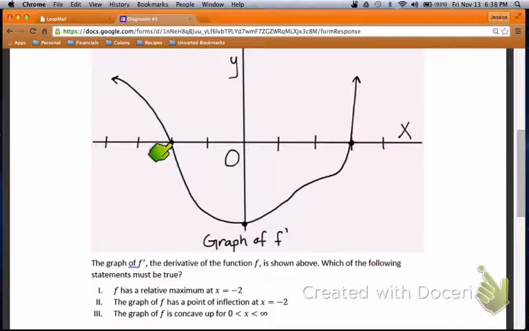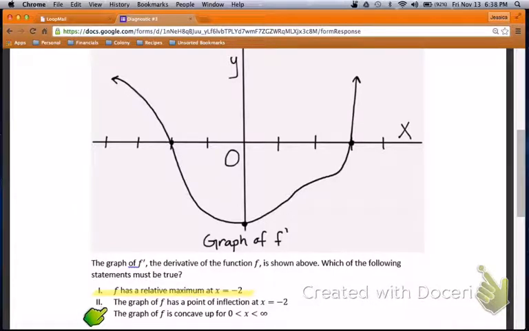And remember that a maximum is a place where there's a 0 on the first derivative, so far so good. It's also a place where the first derivative goes from positive to negative, because that would be where the original function goes from increasing to decreasing. So yeah, I will agree that this is in fact a relative maximum, because the first derivative is going from positive to negative, which means this is a turning point of a maximum. So I agree that the first one is true.